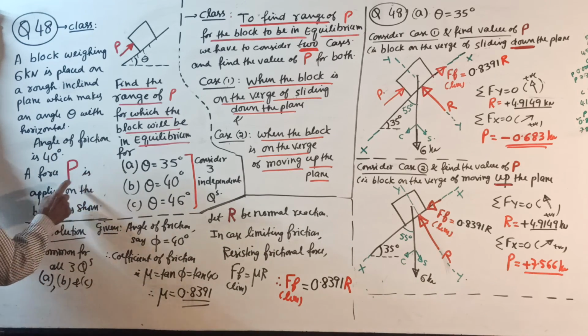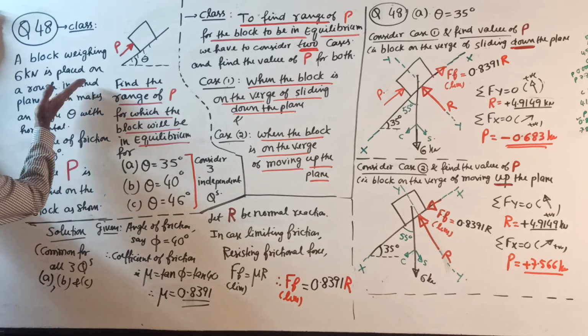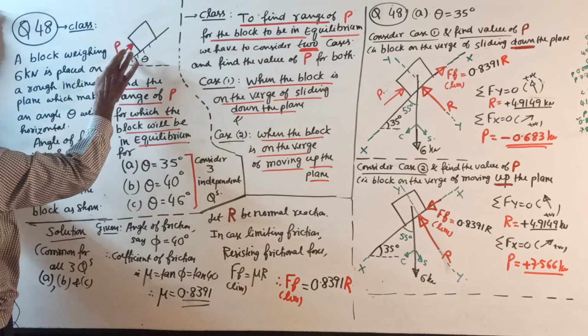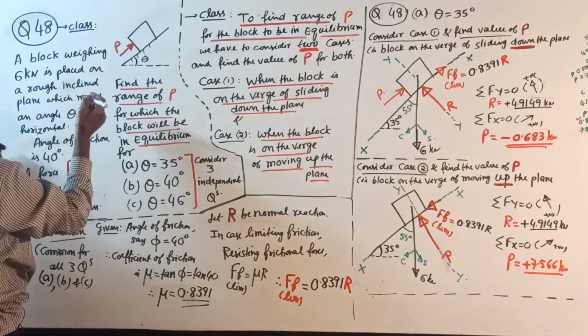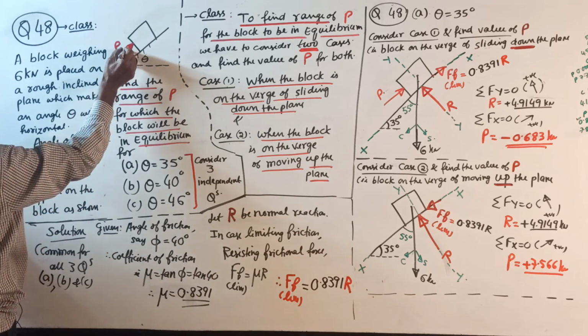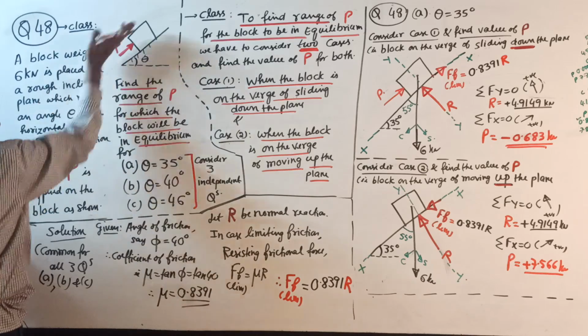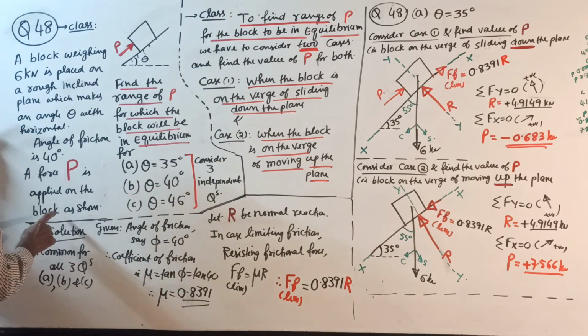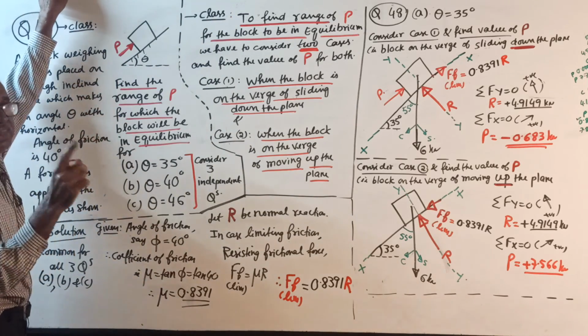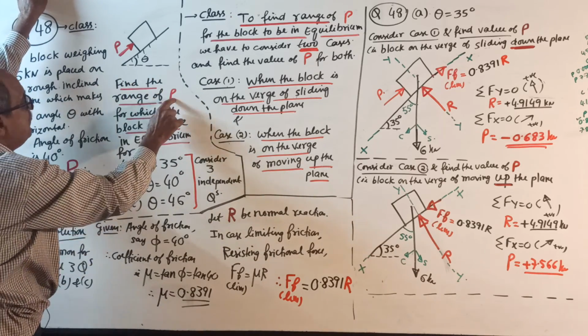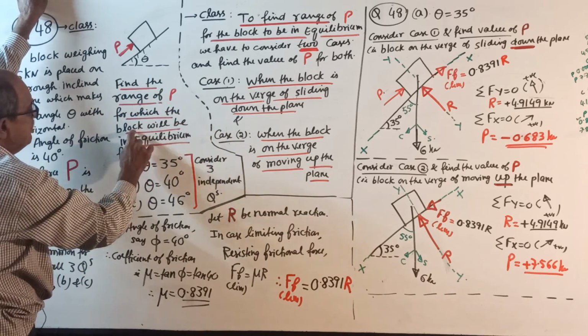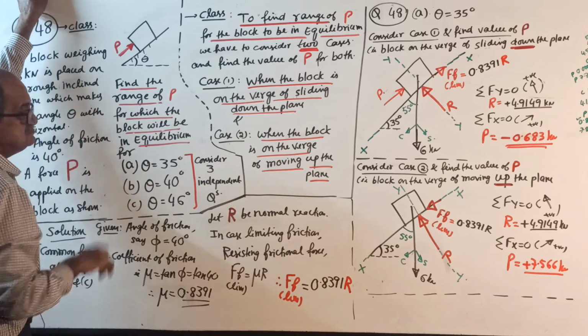A force P is applied on the block as shown, along the plane. You can make out here, along the plane. It looks a little inclined actually, but it is exactly along the plane. A force P is applied on the block as shown. Now, what they want is: find the range of P for which the block will be in equilibrium.